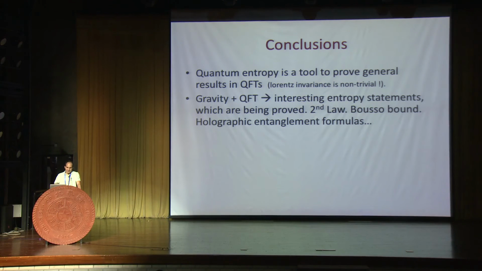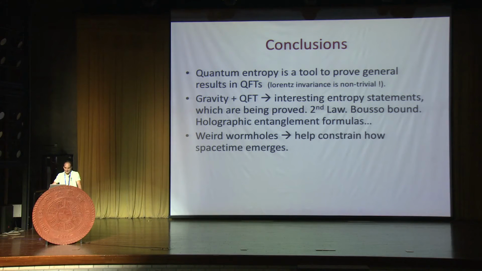If you consider gravity plus quantum field theory, and using some of the results of the previous bullet point, we find interesting entropy statements and statements about what the proper definition of the entropy is, and one can prove properties of these entropies, such as the second law, the Bousso bound, and various properties of holographic entropy formulas.